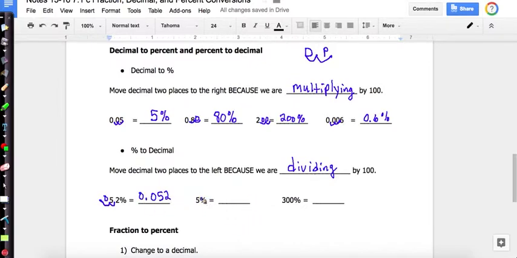Okay, 5%. Is there a decimal here? No, so we can start after the 5 and move it 1, 2 to the left. Drop in a 0. And we have 5 hundredths, and I can put the placeholder in front. The last one, is there a decimal? No, so start here after the number, 1, 2. So we have 3.0. Do I need to write 3.0? No, I can just write 3 whole.